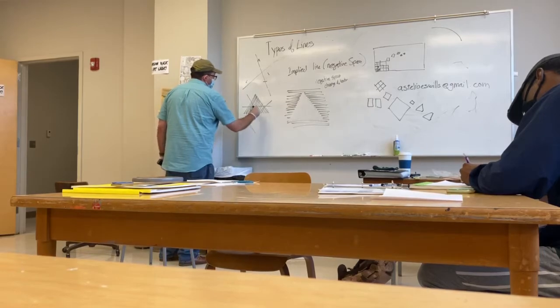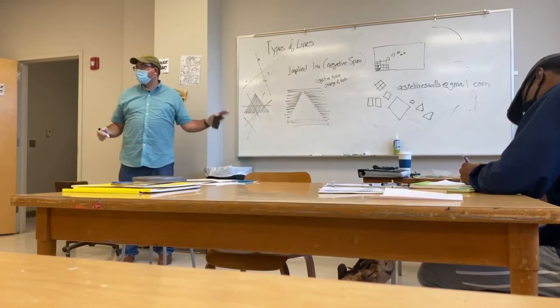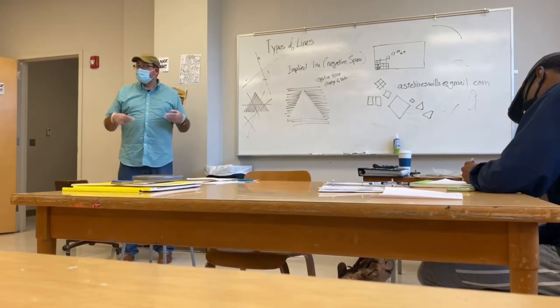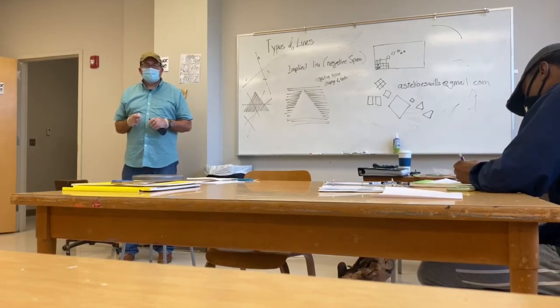Whereas I could do a bunch of lines going through here, and we still see the triangle, right? The illusion is more dominant. It's a stronger implied shape. Does that kind of make sense? Okay.